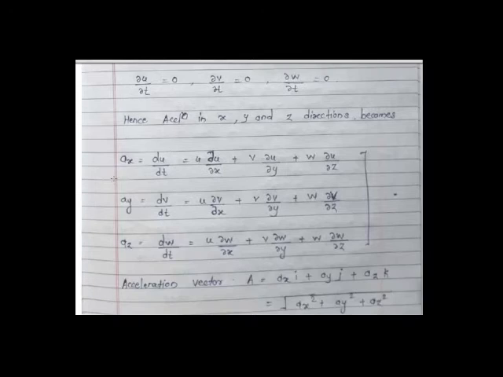Now the equations of acceleration in x, y, z directions become ax is equal to du/dt is equal to u ∂u/∂x plus v ∂u/∂y plus w ∂u/∂z plus ∂u/∂t, but its value we have found to be 0, so that gets cancelled. Okay, so this is the remaining equation.